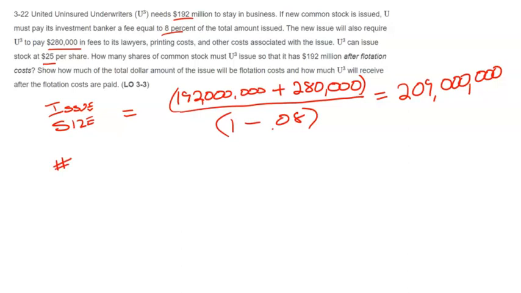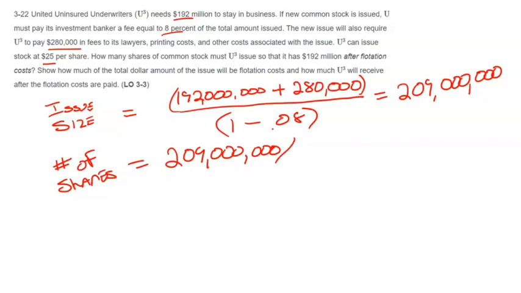So number of shares. The 209 million divided by the $25 per share. That's 8,360,000 shares.